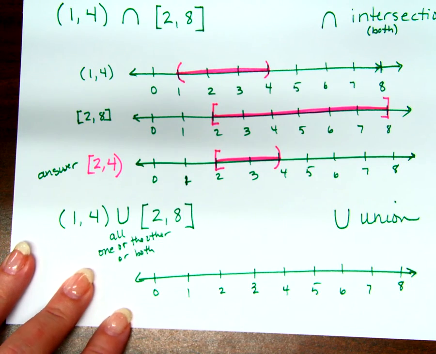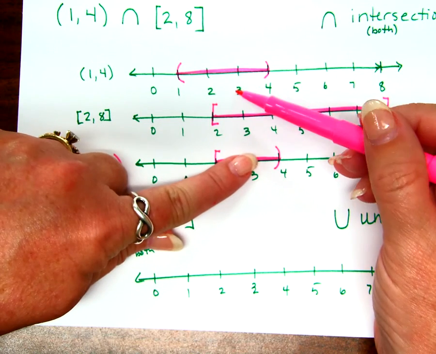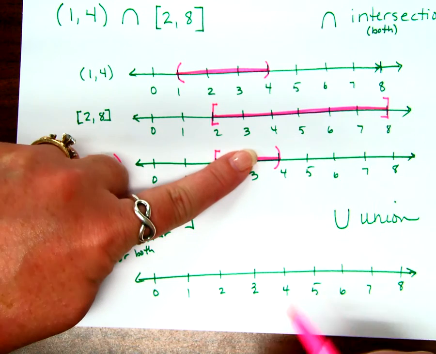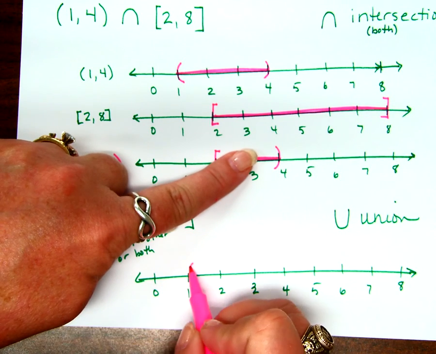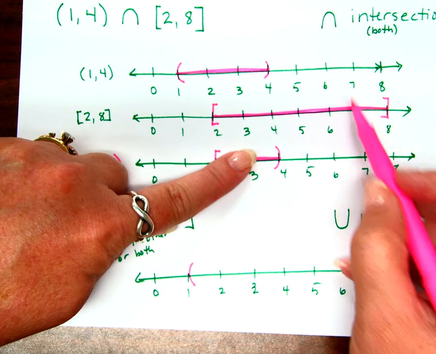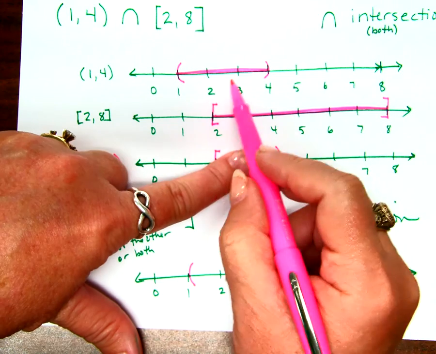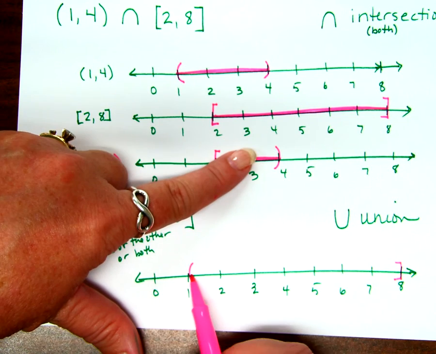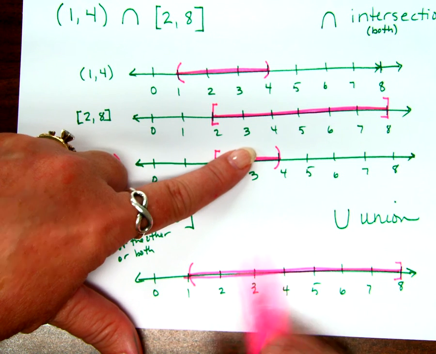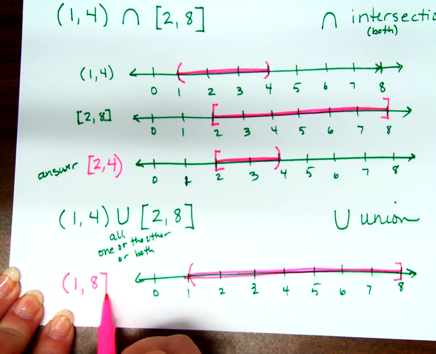Okay, so if we're looking at the top two number lines right here, how far to the left does any of them go? And is 1 included? No, so 1 can't be included in the answer. And how far to the right does either of these go? To 8, right? And everything in the middle is included, isn't it? Because it's one or the other or both. So that's from 1 to 8.